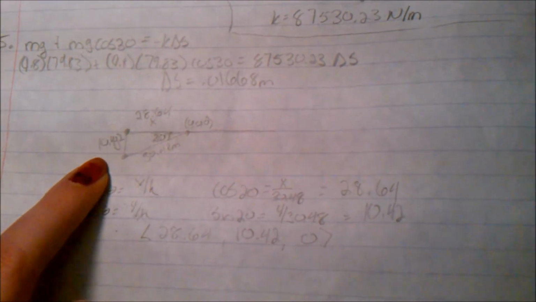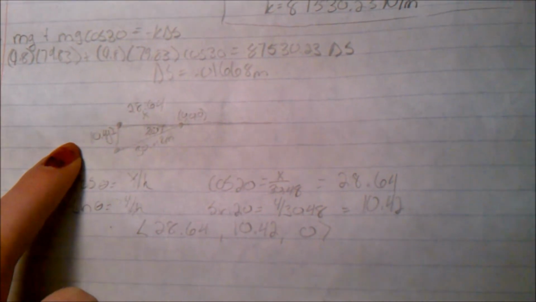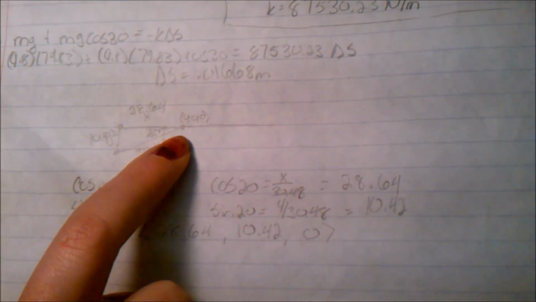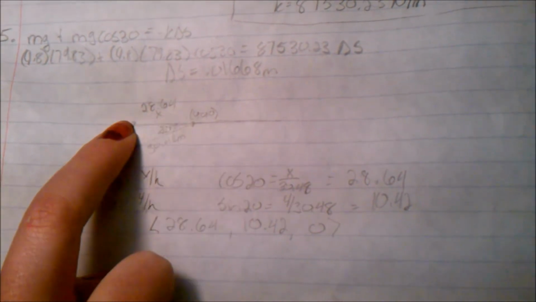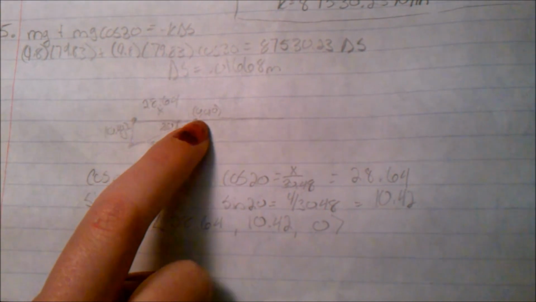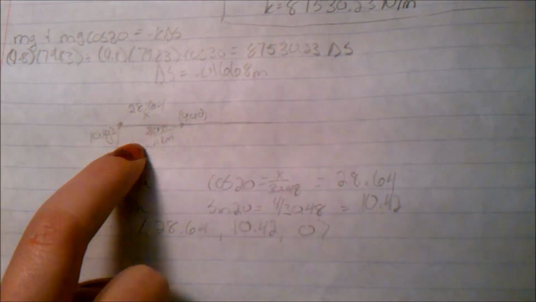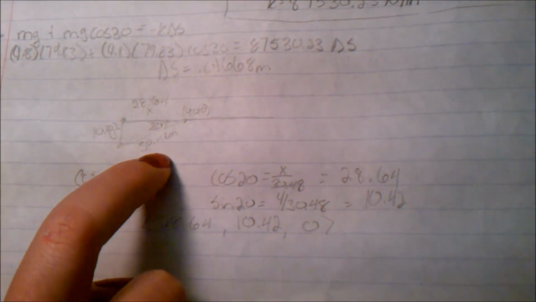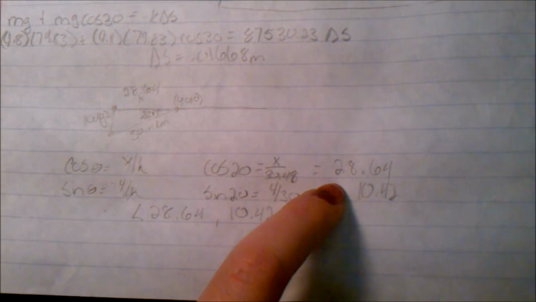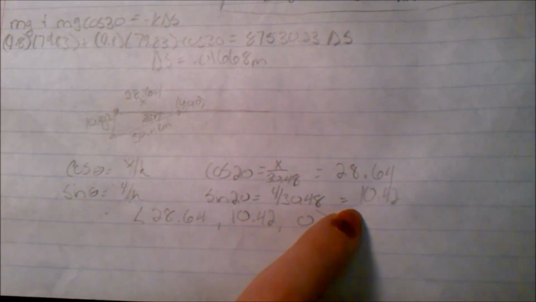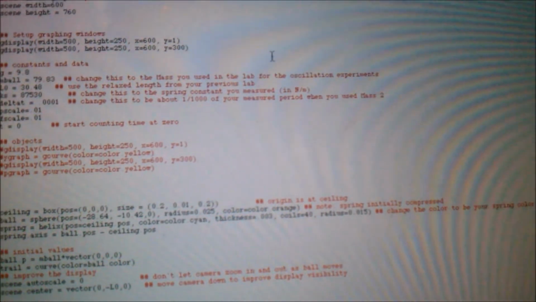Now, for the biggest part of the Python model, I found you needed to find a new initial position of the person. So for this, I drew a right triangle from the origin following the length of the rope. So I knew that the rope's radius here was 30.48 meters long. And so I did basic trigonometry, and I was able to solve for x and for y, and I got 28.64 and then 10.42.